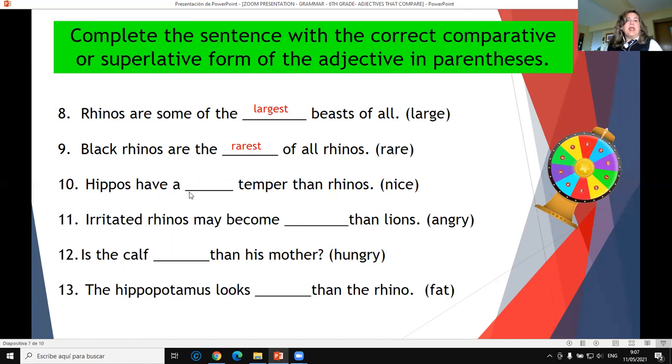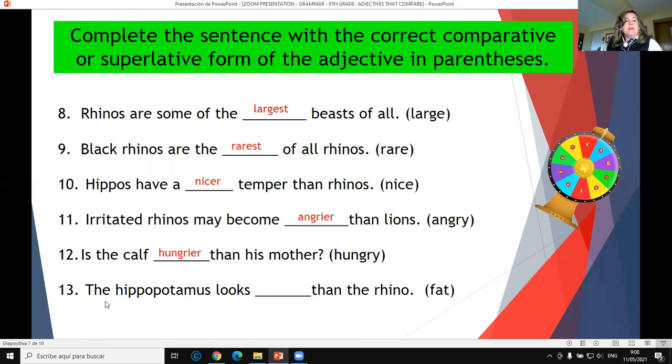10, hippos have a temper than rhinos. We're comparing hippos to rhinos, and we need to use nice. So we use the comparative form, nicer. Hippos have a nicer temper than rhinos. Number 11, irritated rhinos may become the lions. Angry is the adjective. So we're comparing rhinos to lions, so angrier, we use the comparative form. And number 12 is the calf than his mother. In this case is hungry, and we're comparing the calf to his mother, so we use the comparative form, hungrier.